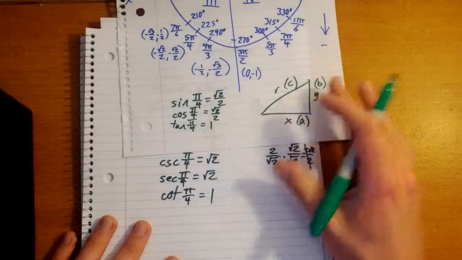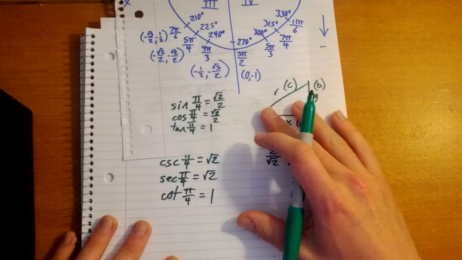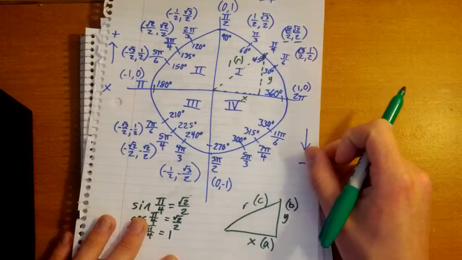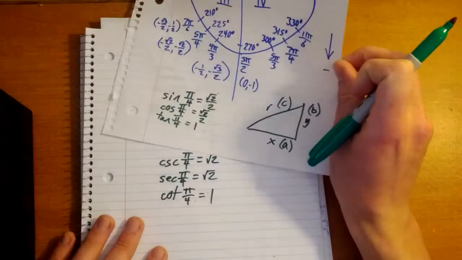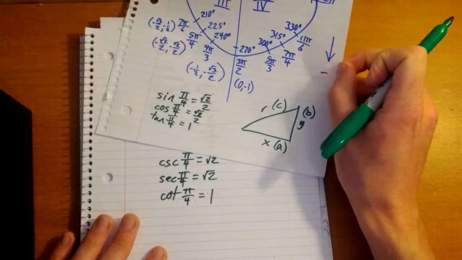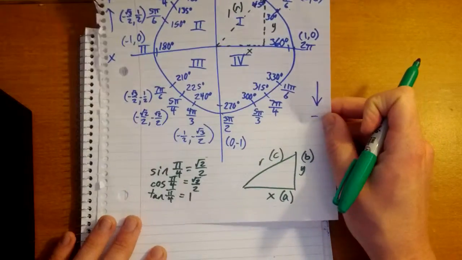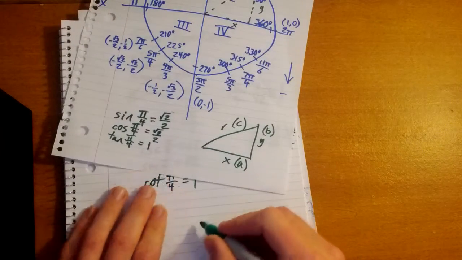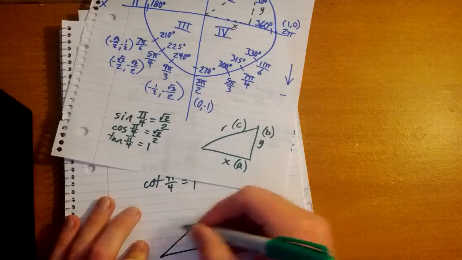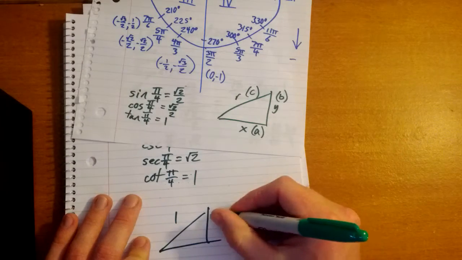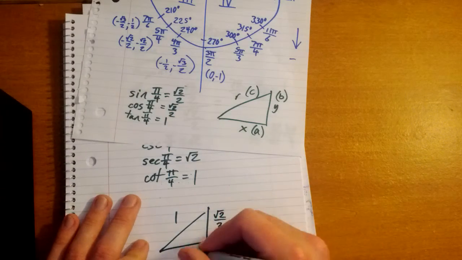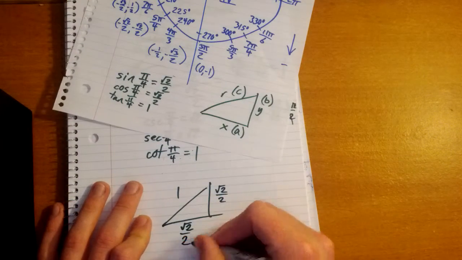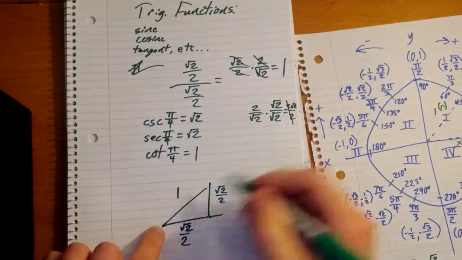Those are all 6 trigonometric functions of pi over 4, or 45 degrees. Same thing. Okay. So now let's take a look at this. If we have a right triangle, this side is 1, this side is square root of 2 over 2, and this side's length, we're talking about length here, is also square root of 2 over 2. So this would be a 45-degree angle.